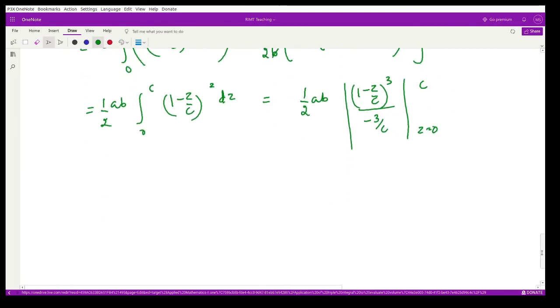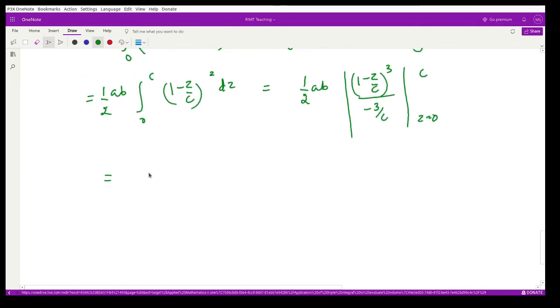So this simply becomes equal to, when you substitute the upper limit, a b c divided by minus 3, and when you substitute the upper limit, instead of z as c, this term becomes 0, and when you substitute 0, you have the value as 1, so 0 minus 1. So finally your answer is equal to 1 by 6 a b c.